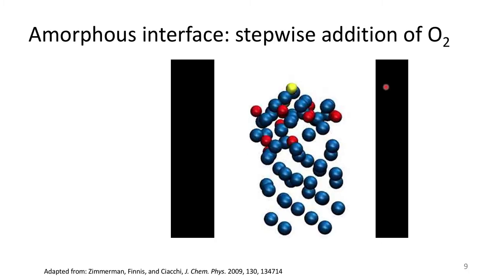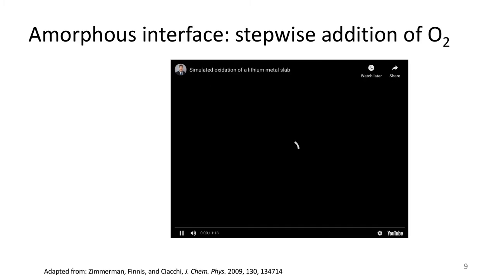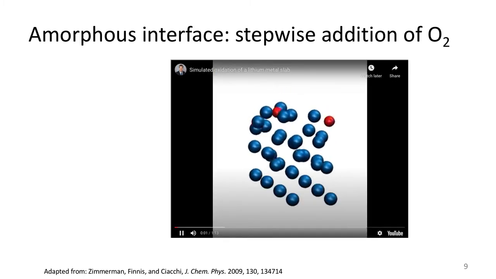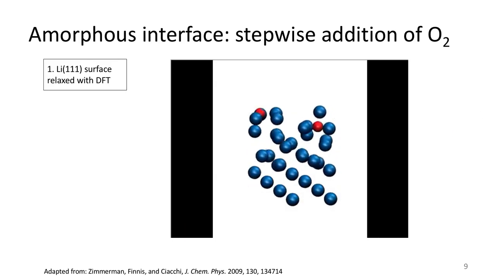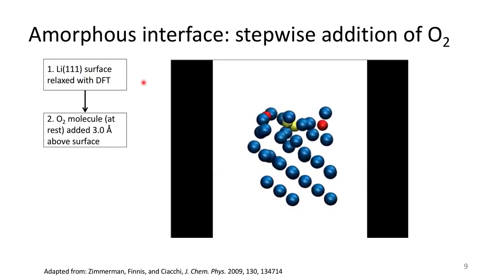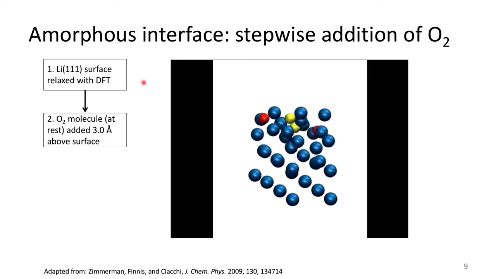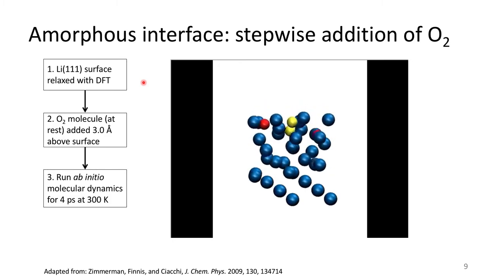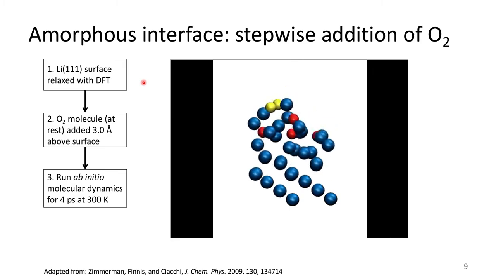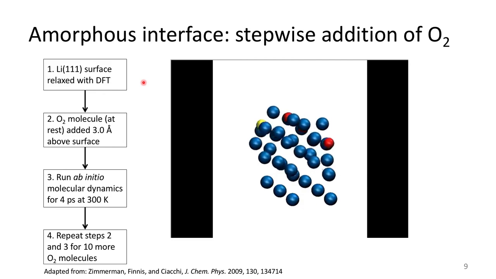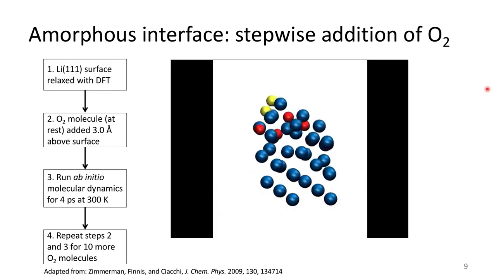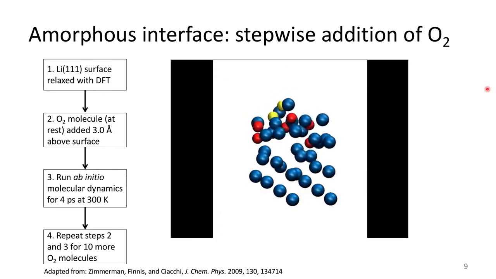Now let's take a look at the amorphous interface. I'm going to play a video showing the dynamic evolution of the interface while I describe how I created the interface. I initially started with the same lithium surface as in the crystalline systems. Then I added an oxygen molecule above the surface, allowed it to dynamically evolve forward in time following Newtonian mechanics using 4 picoseconds of ab initio molecular dynamics at room temperature, and repeated this procedure for 10 more oxygen molecules for a total of 11 oxygen molecules.